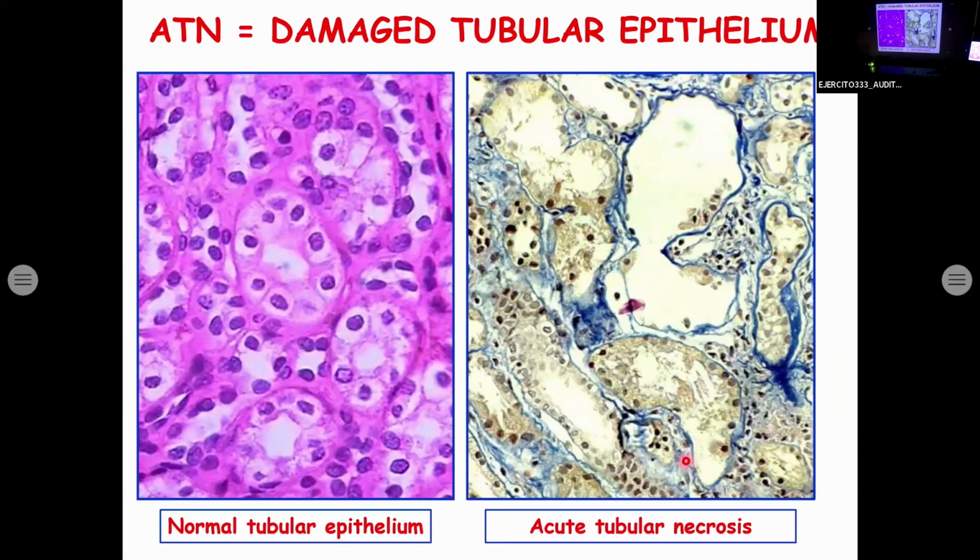And again, you see here. And then we have an area, a tubule, which has lost almost completely its epithelium, which has been damaged and destroyed, and what remains of these cells fall into the urine.